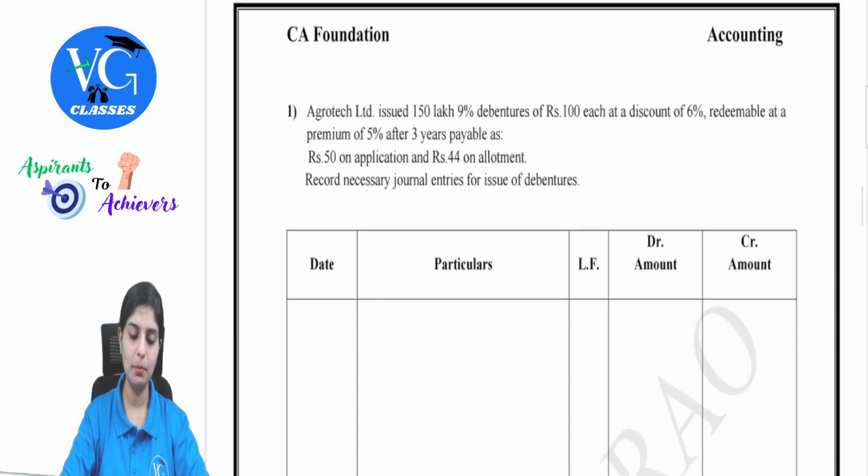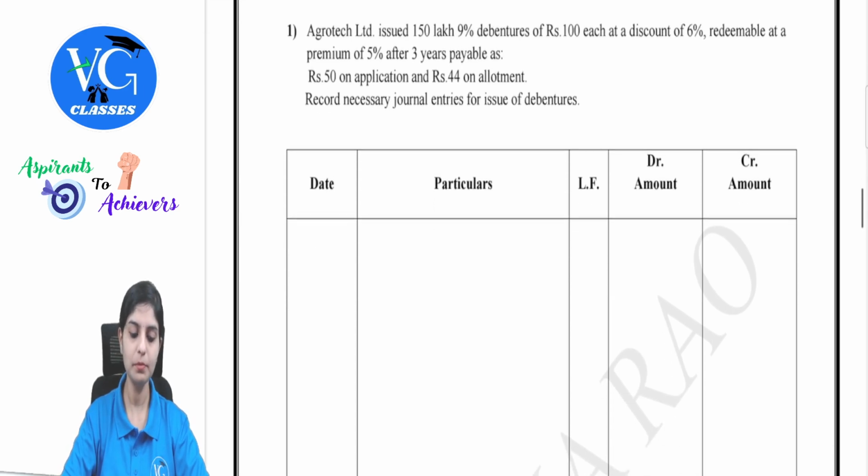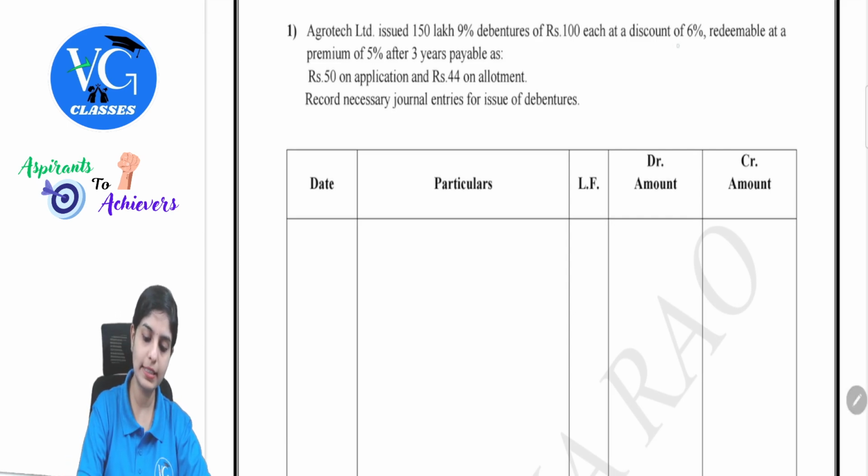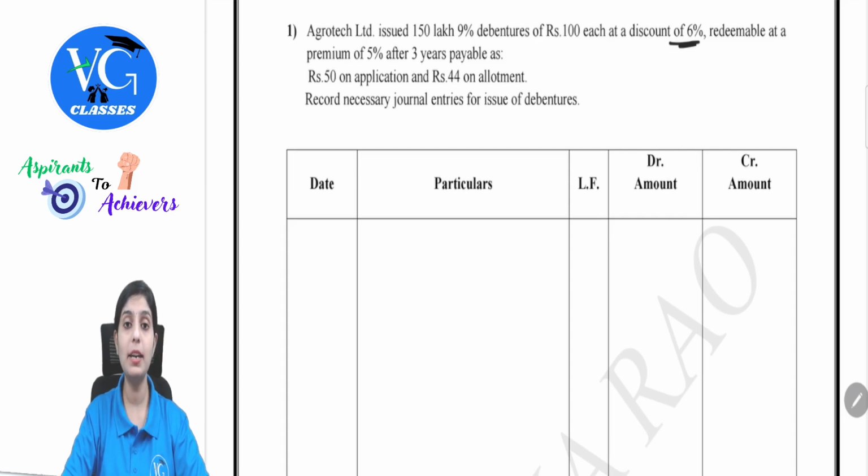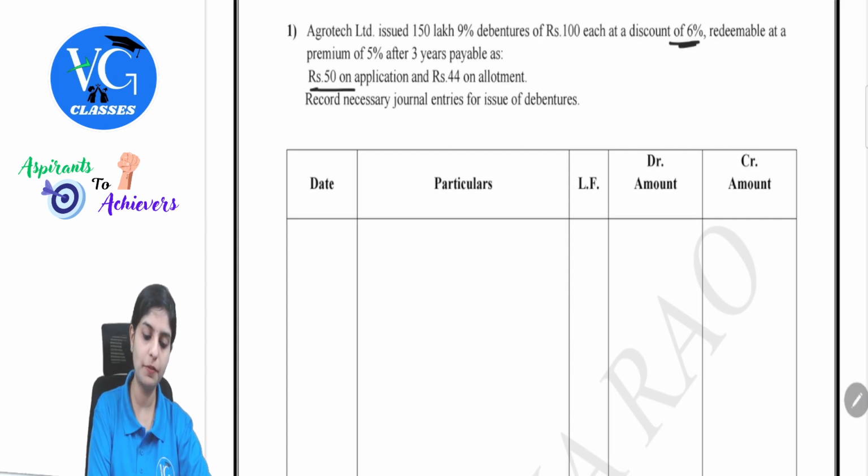Let's practice some questions. First, Agrotech Limited issued 150 lakh 9% debentures of 100 each at a discount of 6%, redeemable at a premium of 5% after 3 years, payable as follows in installments: 50 on application and 44 on allotment.